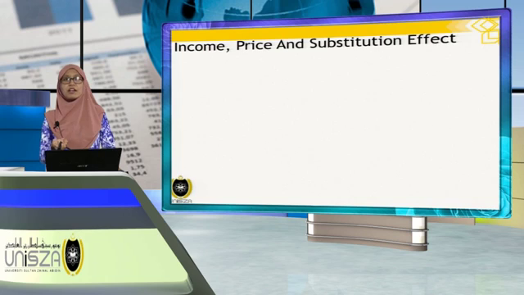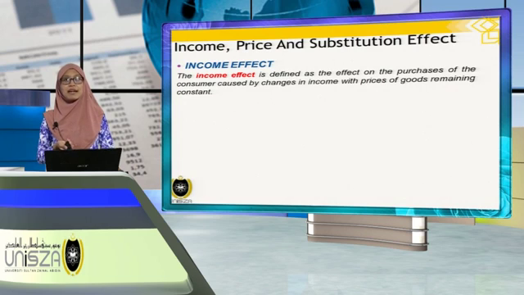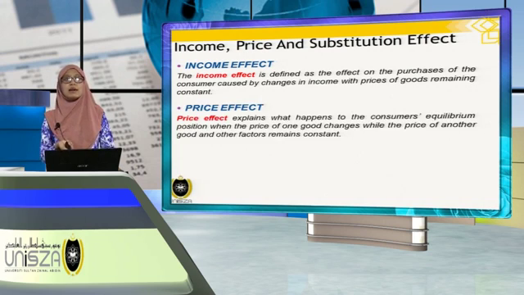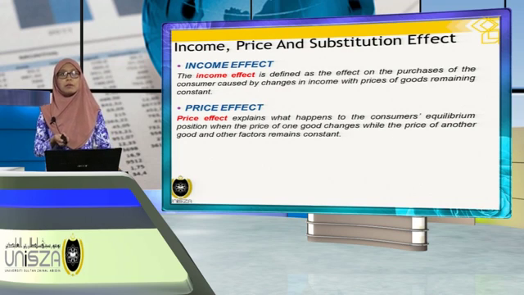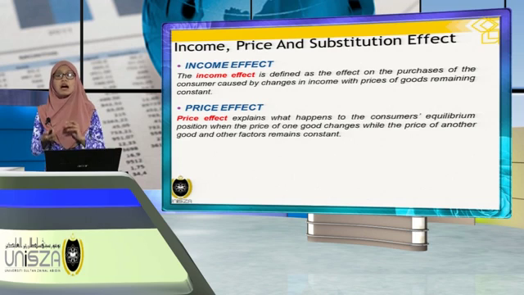Okay, finally we move to the last slide, which is income, price and substitution effect. The first one, what is actually the income effect? The income effect is defined as the effect on the purchases of the consumer caused by changes in income with the price of goods remaining constant. Meanwhile, the price effect explains what happens to the consumer equilibrium position when the price of one good changes, while the price of another good and other factors remain constant.